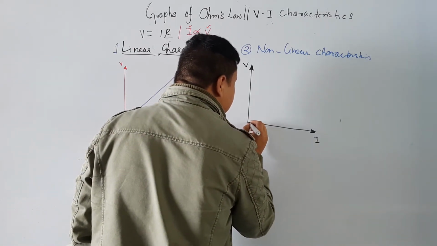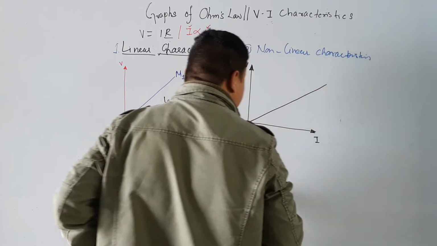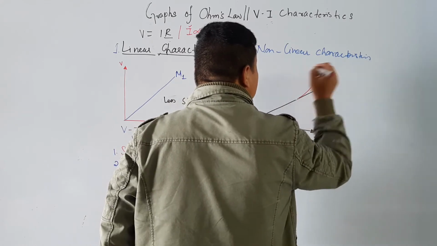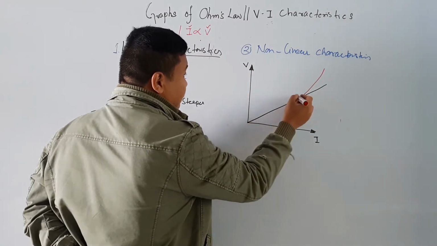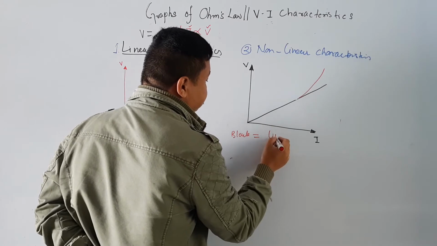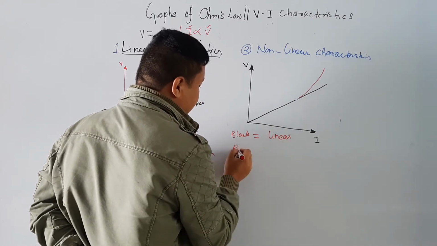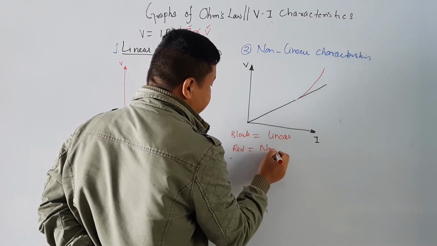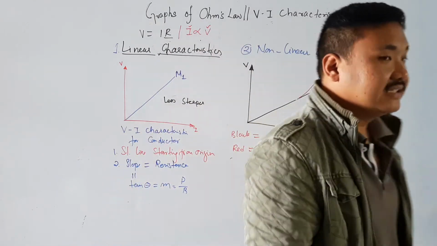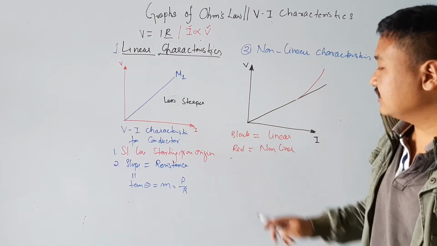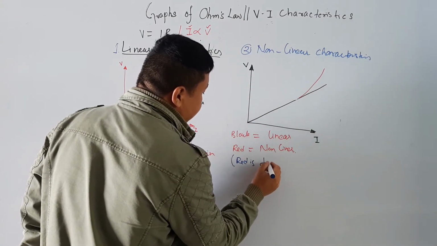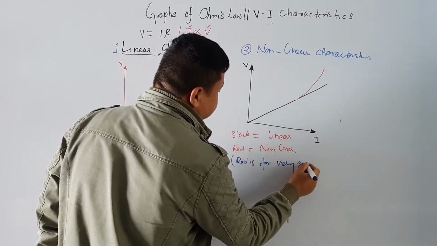So if you have this, I will draw a straight line and from here I will make a red line like this. The black is linear and red is non-linear. So this is a curve 1 which is non-linear. When non-linearity happens, this red is for a very good conductor.